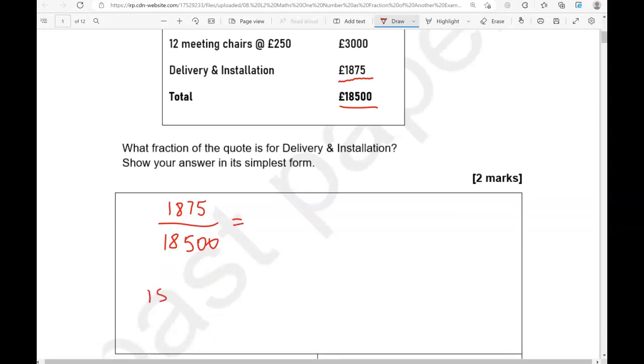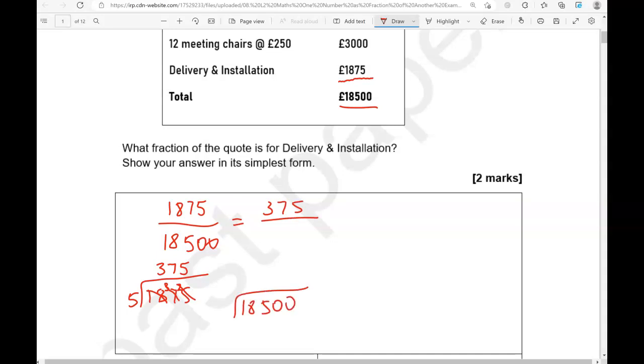So 1,875 divided by 5. How many 5s fit into 18? That is 3 of them, because 3 times 5 makes 15. So we have 3 remaining. How many 5s into 37? That is 7. 7 times 5 is 35, so we have 2 remaining. How many 5s into 25? That is 5 of them exactly. So 375 here.